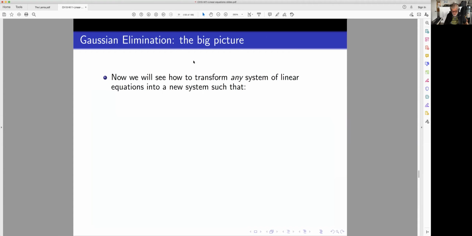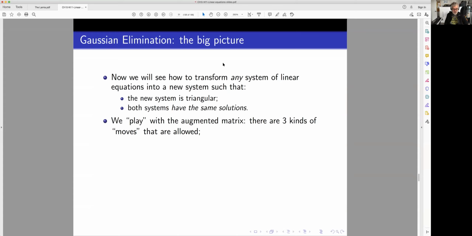So what we want is to transform our system into a triangular system, and obviously we want both systems to have the same solutions, right? Otherwise this makes no sense. So we want to make sure that the transformations we are making preserve the solutions.